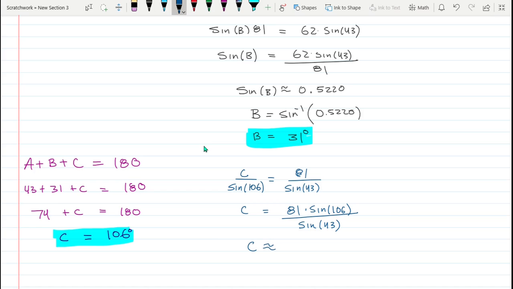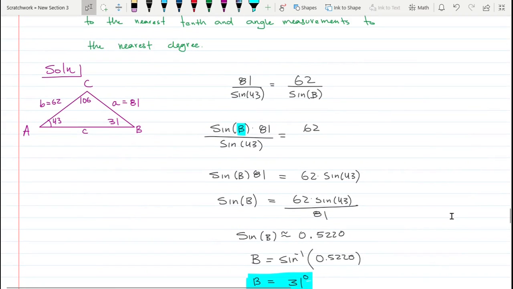And we get that the length of side C, and we'll make it smaller so it doesn't look like an angle, after we plug that into the calculator, is going to be roughly 114.2 units. Thus, we found the missing pieces, right? We found the missing angles and the missing side. Okay?